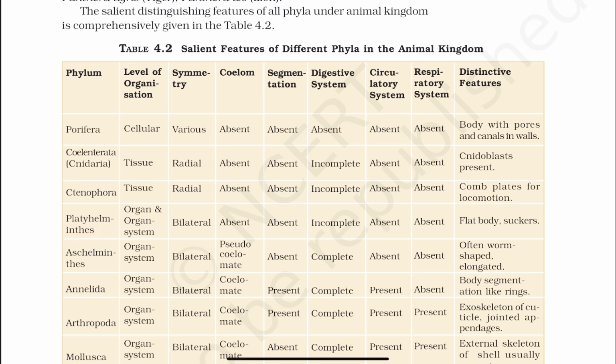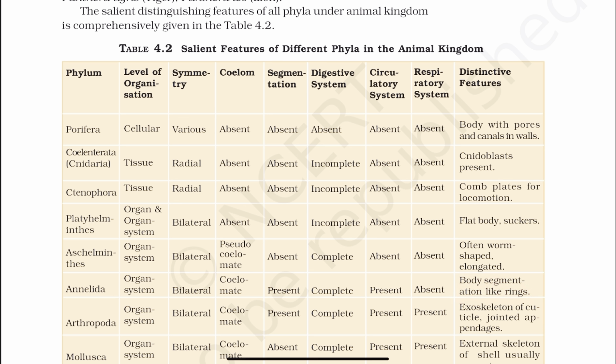Phylum Platyhelminthes: level of organization organ and organ system, symmetry bilateral, coelom absent, segmentation absent, digestive system incomplete, circulatory system absent, respiratory system absent, distinctive features flat body, suckers. Phylum Aschelminthes: level of organization organ system, symmetry bilateral, coelom pseudocoelomate, segmentation absent, digestive system complete, circulatory system absent, respiratory system absent, distinctive features often worm-shaped, elongated. Phylum Annelida: level of organization organ system, symmetry bilateral, coelom coelomate, segmentation present, digestive system complete, circulatory system present, respiratory system absent, distinctive features body segmentation like rings.